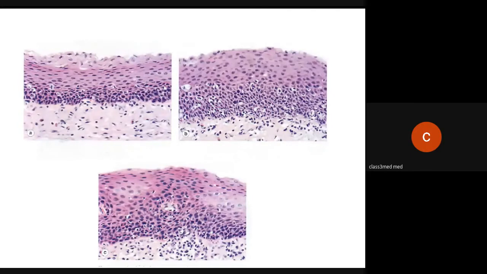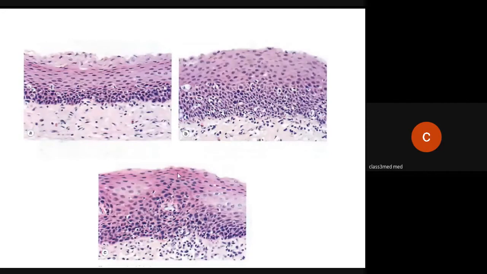In this example, the dysplasia, the hyperchromasia, and the pleomorphism, and the high NC ratio involves 1/2 of the thickness of the epithelium. So it is called what? It is called moderate dysplasia.